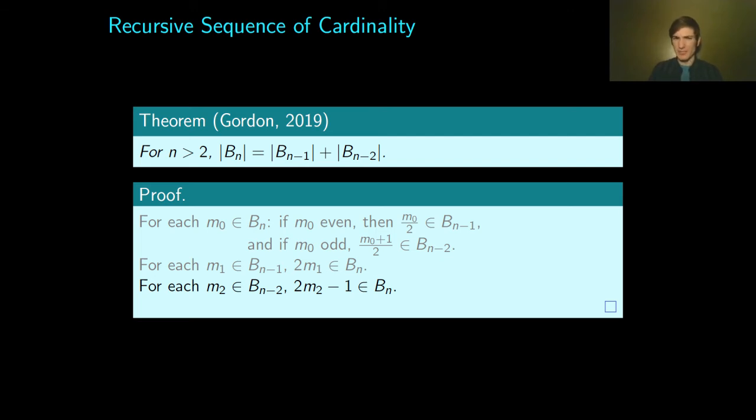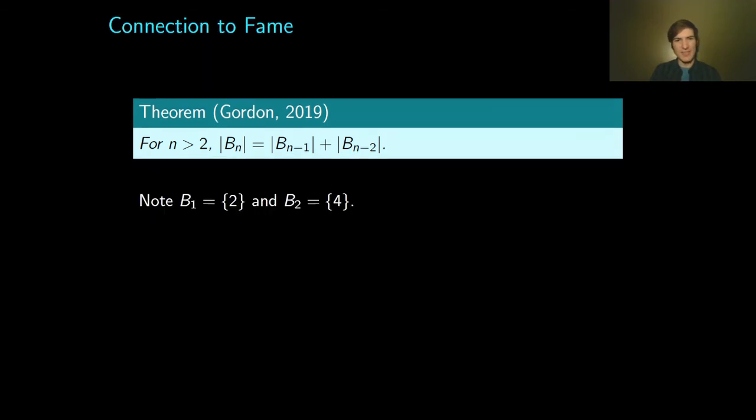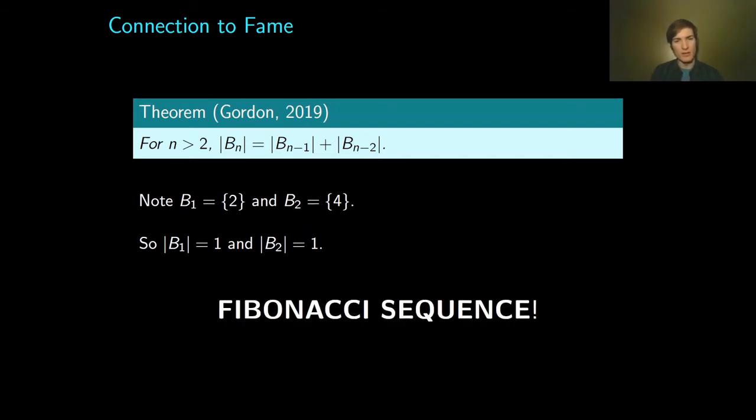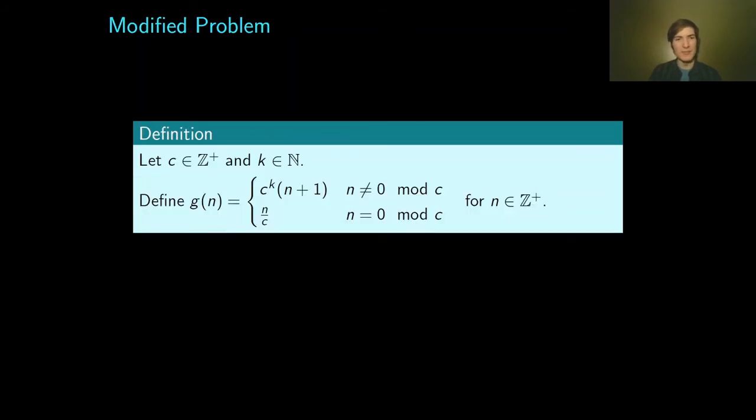What's even more interesting, perhaps, is exactly how this plays out in our specific case, because B_1 is a singleton set of 2 and B_2 is a singleton set of 4. So our initial conditions are a 2-term recurrence relation with 1 and 1. The Fibonacci sequence. There we have it, a connection to perhaps the world's most famous sequence.